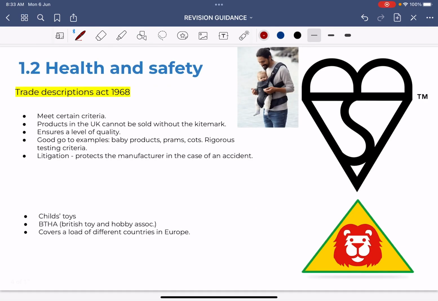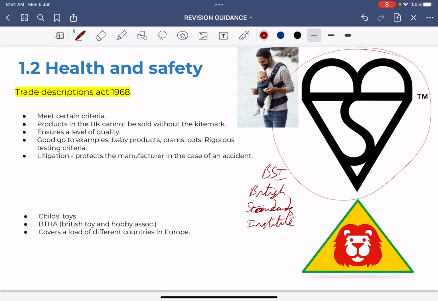Okay, so the next one is the health and safety of different products and the implications for consumers and manufacturers. So we've got one here called the BSI. Now that's synonymous with this thing called the kite mark. So BSI stands for British Standards Institute. Now the British Standards Institute is pretty rigorous. Sorry, I shouldn't try and talk and write at the same time. It's pretty rigorous, and it's very difficult for manufacturers to get the kite mark onto their products because there's a lot of stringent safety tests that the products have to pass.